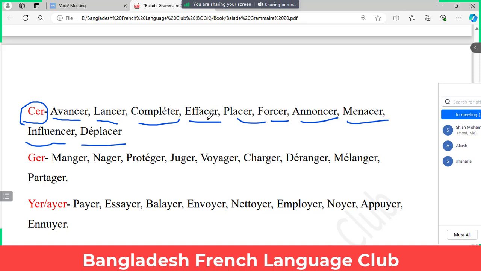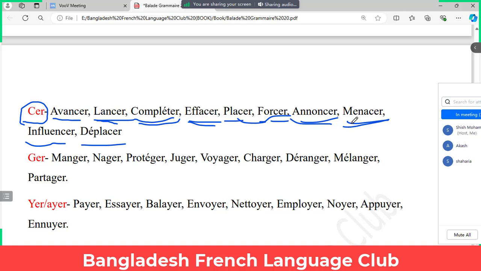Okay. So avancer means to advance, okay? To advance means to go forward. Lancer means to launch. Launch means to start something, right? Compléter means to complete. Effacer means to rub out. Placer means to place, right? Forcer means to force. Annoncer means to announce. Menacer means to menace or to threaten.